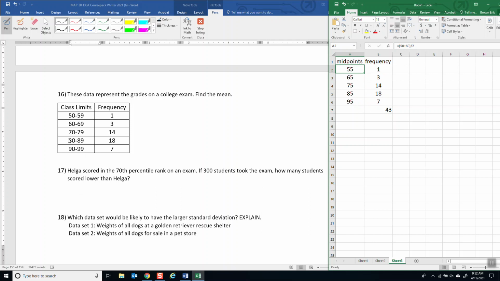Their scores are between 80 and 89. So this is probably going to be a little bit of a bad estimation. But we're going to go with it. It's the best we can do. We can't do it any other way.